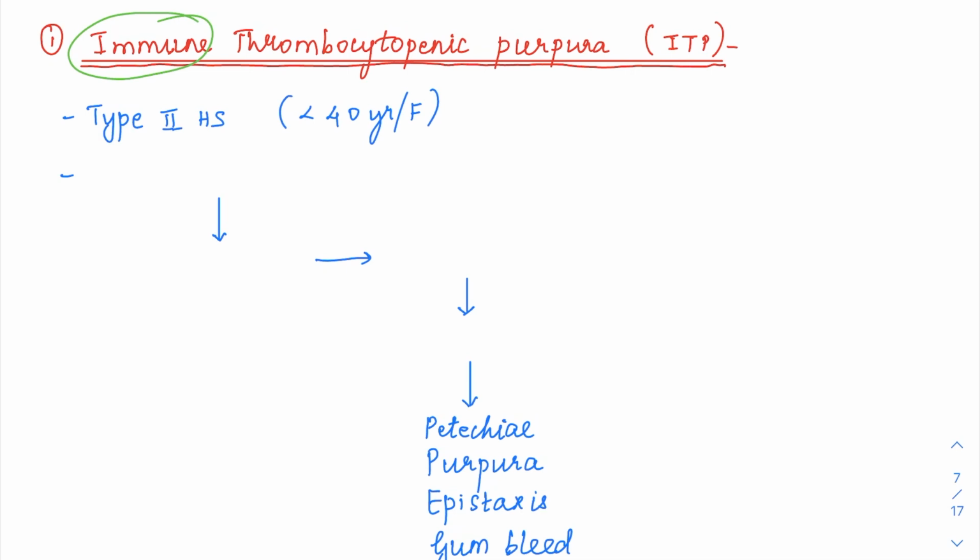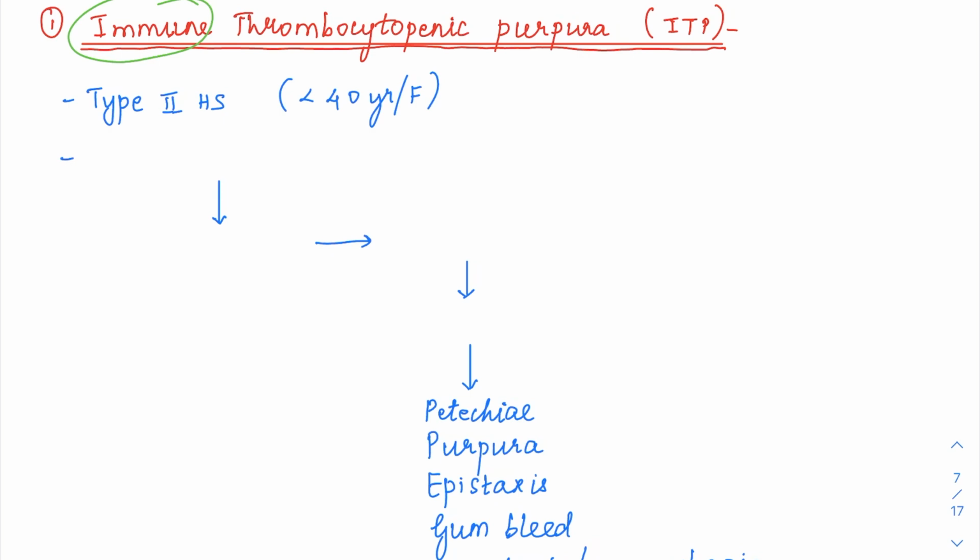In this, there is going to be formation of autoantibodies. Autoantibodies are formed against the platelets, against a fixed antigen on the platelet. So it is an example of type 2 hypersensitivity, and usually the presentation is below 40 years of age, and as an autoimmune disorder, it is common in females. This autoantibody is usually of the IgG subclass.